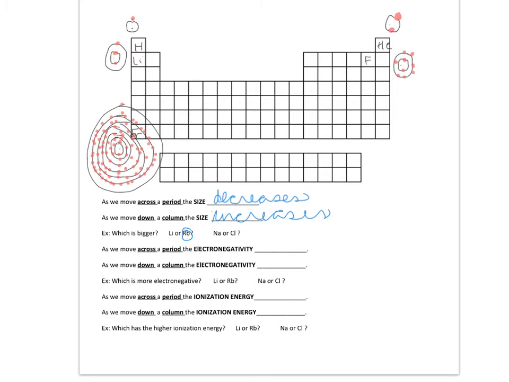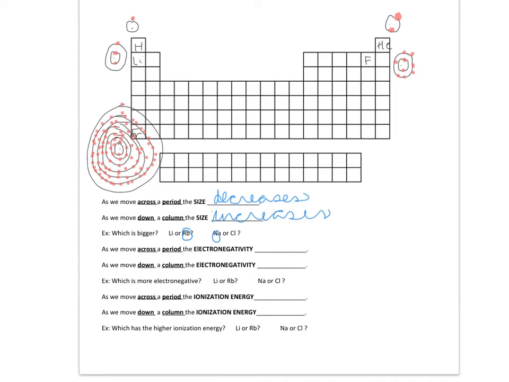Then we have sodium and chlorine. Well, sodium is a metal, chlorine's a nonmetal. Sodium's on the left, chlorine's on the right. So as we go across our periodic table from sodium across to chlorine, we're adding electrons, and those electrons get held tighter and tighter and closer to the nucleus. So as we go across, we notice that we get smaller, our size decreases. So that means that sodium is going to be our larger atom.